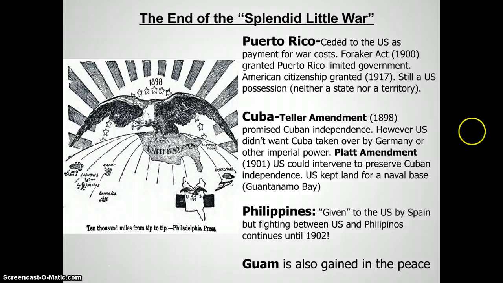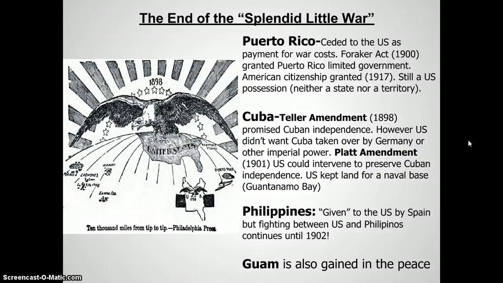But we will force them to write into their constitution what's called the Platt Amendment. This basically said that the United States could intervene, so come back into Cuba at any point if the United States government felt that it was not being ruled correctly. It also said that the United States was to be given territory for a naval base, and that is Guantanamo Bay, and we actually still hold that territory today.